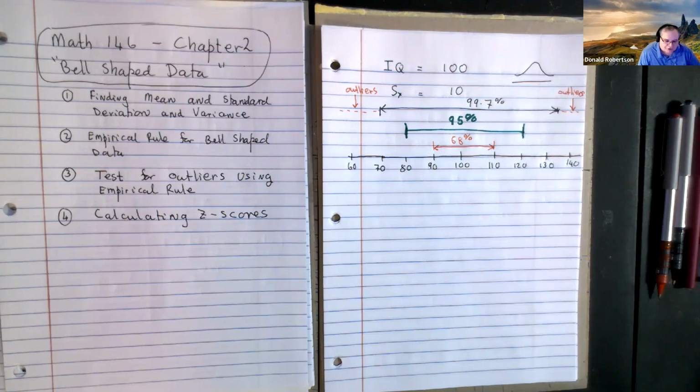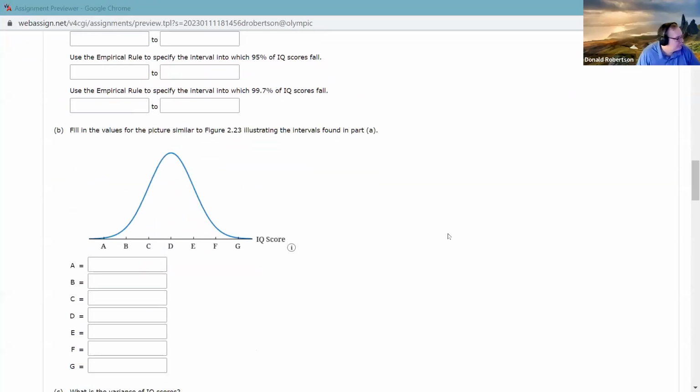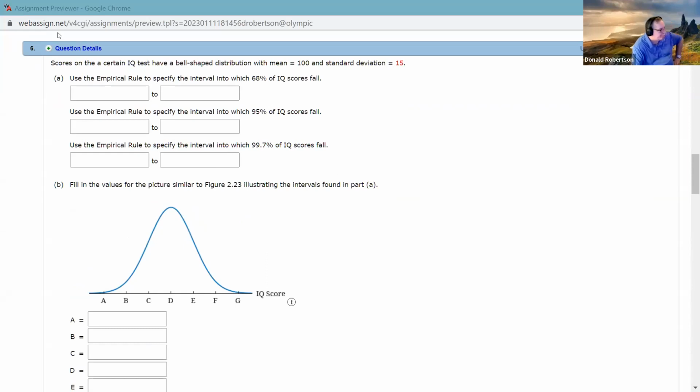So I'm now going to show you how WebAssign asks that question, because sometimes they ask it in a way that might not at first sight seem so obvious to you. Okay. Scores in this particular IQ test are bell-shaped. The mean is 100, and the standard deviation in this test is 15, right? So I'm going to build one of those little pictures I've got. Now, the only difference is they put a little hat on it. Right in the middle, D, you see it right in the middle? That's going to be the average, which in this case, the mean is 100.